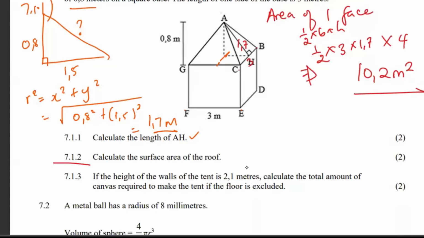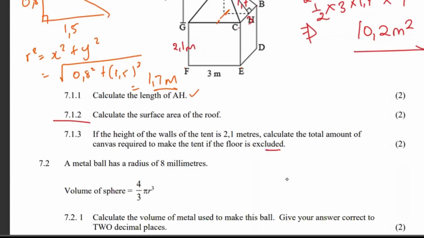of the walls are basically 2,1, okay, so this is a 2, calculate the total amount of canvas required to cover the tent if the floor is excluded. So what this question is asking for is the surface area of this entire thing. Which means the sides are going to be covered as well as the roof. So the area of this face, we can say that area of one face is going to be 2,1 multiplied by 3, which is 6,3 meters squared.